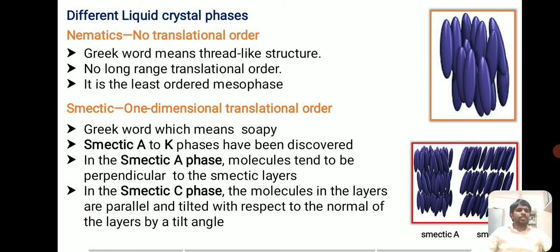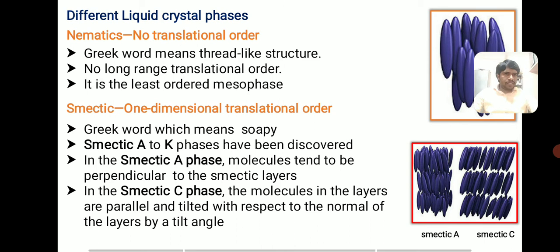Coming to the smectic, it has one dimensional translational order. It is again a Greek word. It means soapy-like structure. Here we can see the smectic A to K phases. In smectic A phase, you can observe this picture. What happens in the smectic A phase is that molecules tend to be perpendicular to the smectic layers.